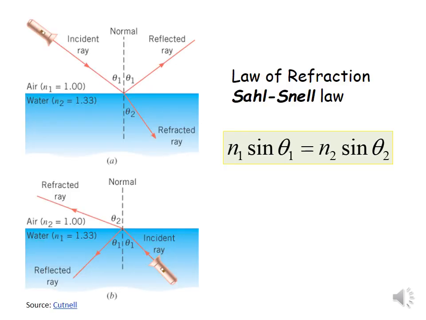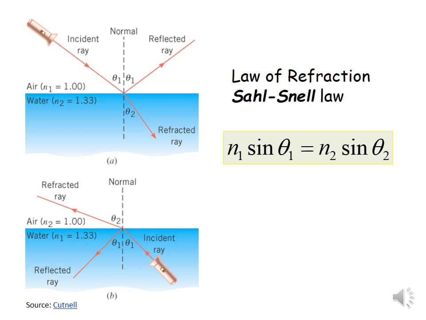The law of refraction is called Sahal-Snell's law, after Ibn Sahal and Snellius. The incident ray from medium 1 at an angle θ1 will be refracted or transmitted with the bending angle of θ2. According to Sahal-Snell's law, n1 times sin θ1 is equal to n2 times sin θ2.